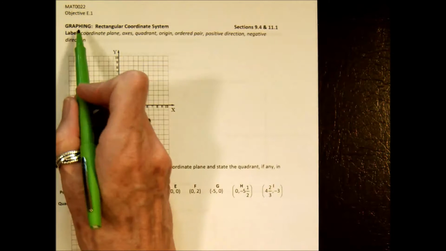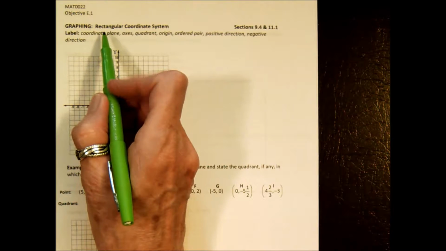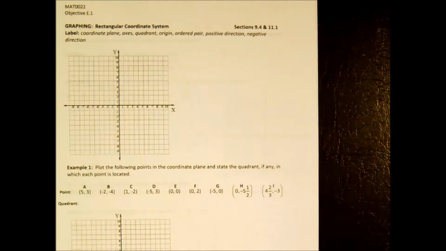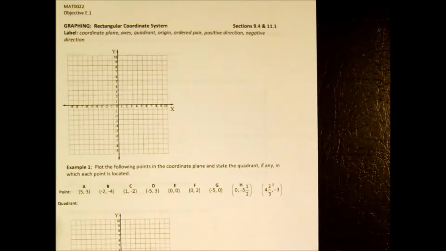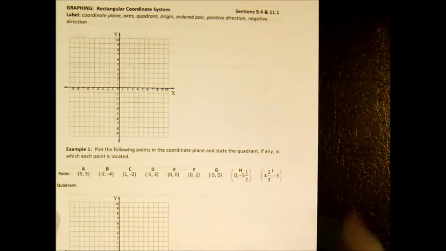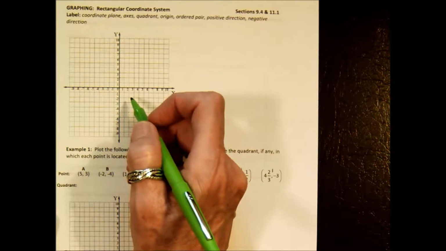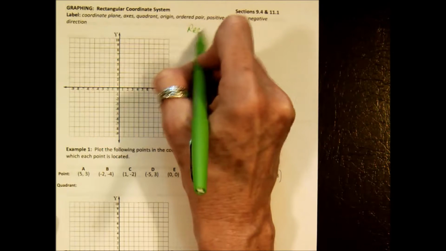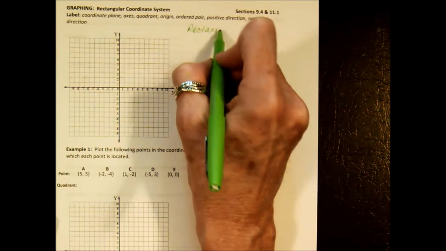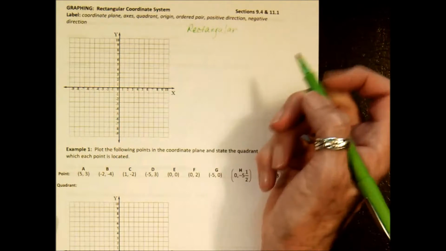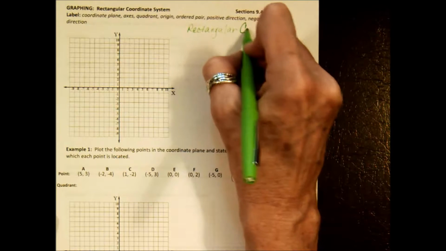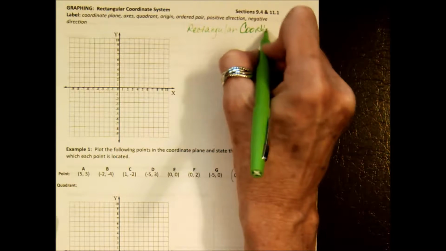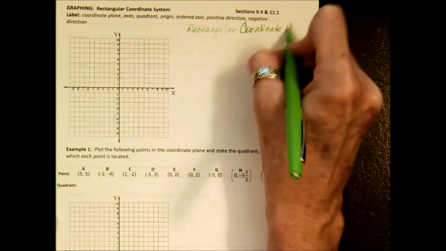This video is in our graphing module, and this first one is general information on the rectangular coordinate system. So we're going to do some labeling and defining on this first graph that you see at the top. Actually, this is called a rectangular coordinate plane, or sometimes it's just abbreviated as a coordinate plane.